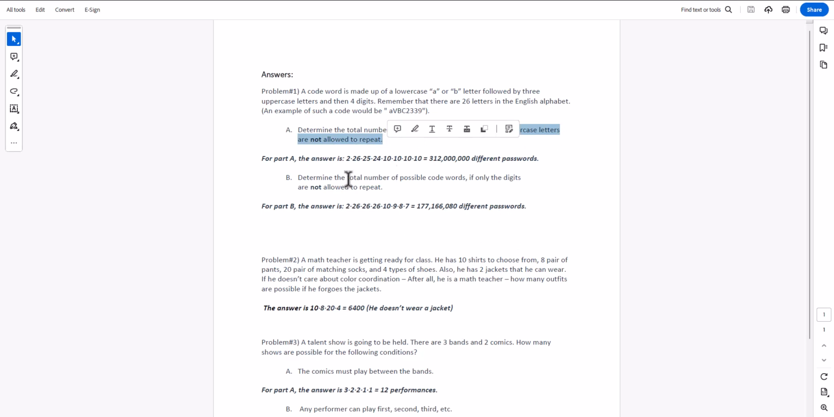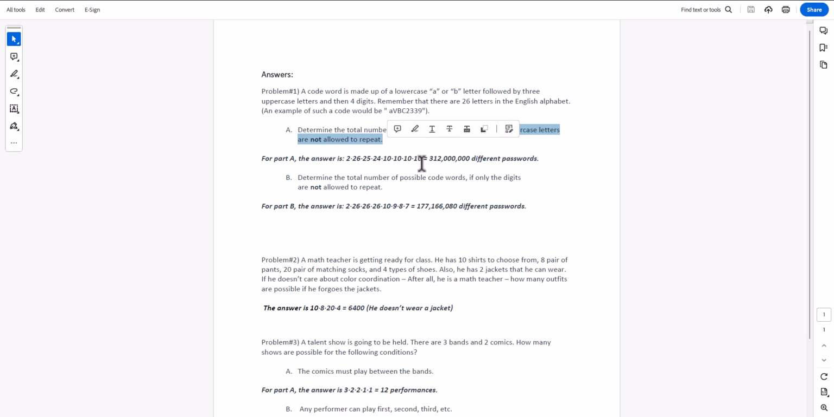So to work this out, we start with the lowercase letter. We have to list a number of options. There are 2 options, A or B. Now, remember the uppercase letters, there's 3 of them. They're not allowed to repeat. We start with 26 because there's 26 letters in the alphabet. Once we choose one of those 26 letters, we cannot choose them again. So the next uppercase letter, we only have 25 options and then 24 options for the third.